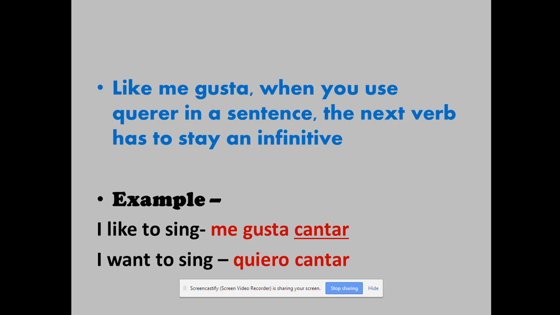The same thing goes with I want. When you say I want, you say quiero or yo quiero. I know some of you may say yo quiero, but you don't have to. You say yo quiero cantar. I want to sing.